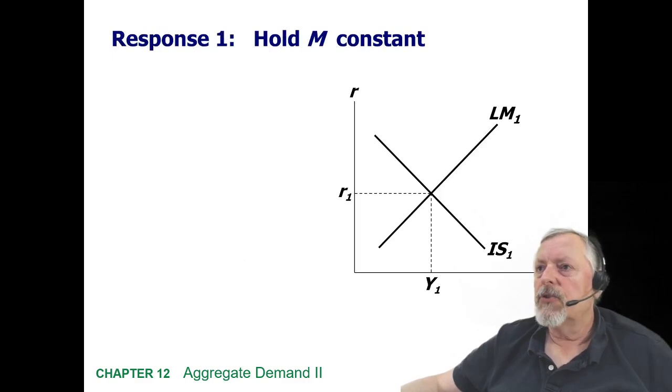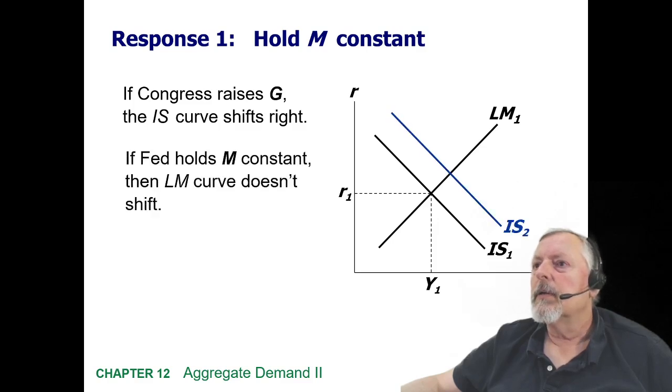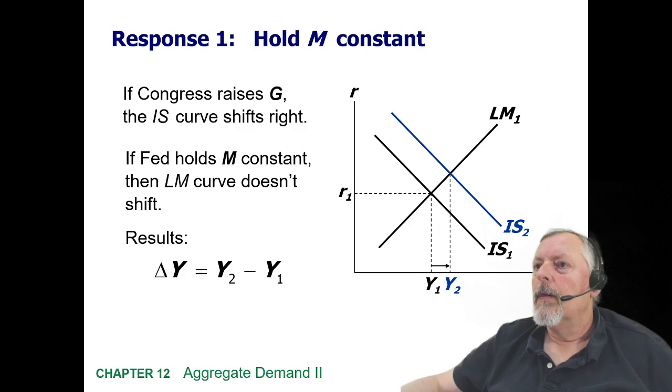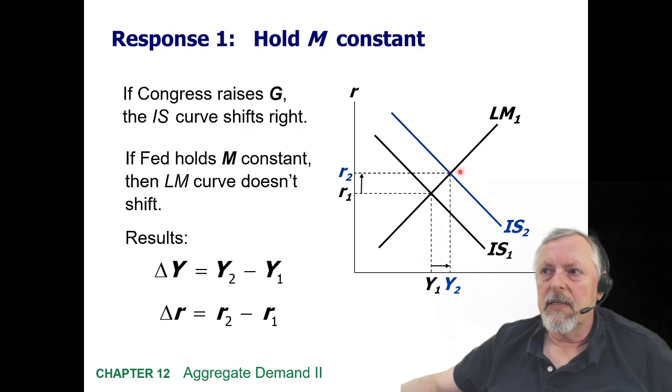If the Fed decides to hold the money supply constant, well, we're shifting from IS1 to IS2, from this equilibrium to this equilibrium. But keeping the money supply constant is essentially the Fed choosing to do nothing. So the LM curve doesn't shift, and we remain here. The economy is larger, and interest rates are higher.